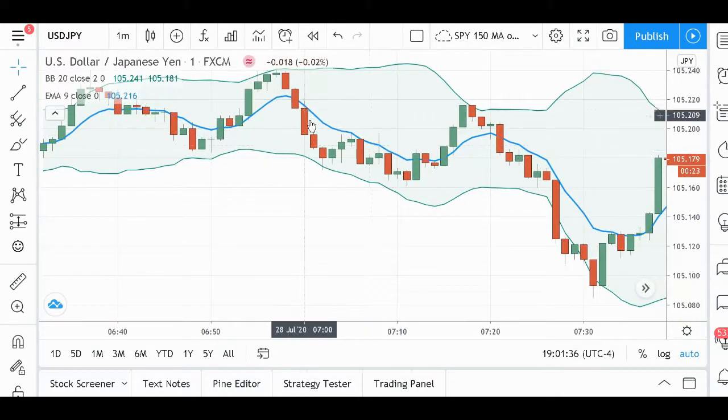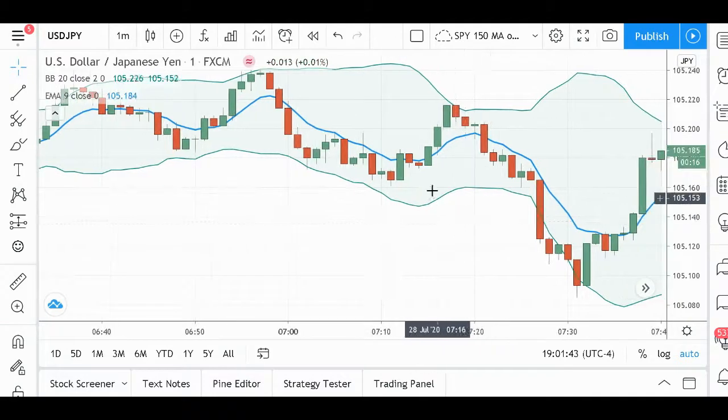So like all here, you would have stayed out. You would have avoided all this downdraft, all this downturn here, okay? But then check it out, popped above it again, and then you sell here. You buy here, you sell here.